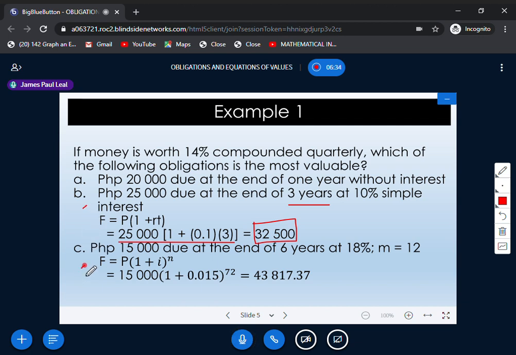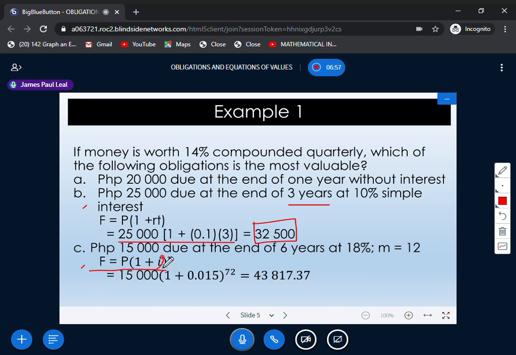What about letter C? Letter C is 15,000 due at the end of 6 years at 18%, wherein the frequency of conversion is equal to 12. Since we have a frequency of conversion, of course you can use the formula for compound interest, and this will be the formula.